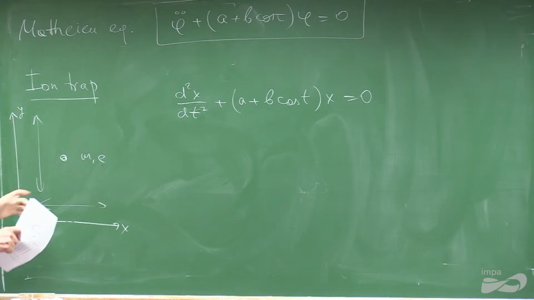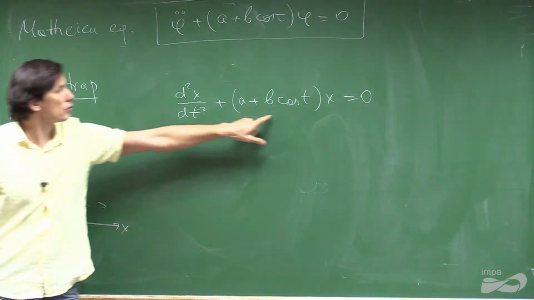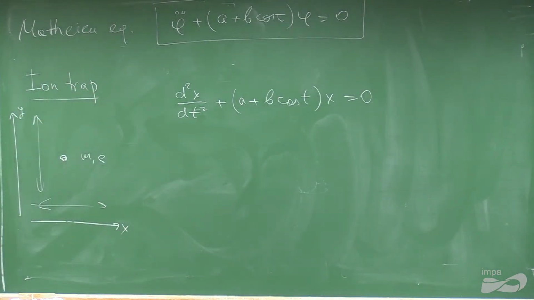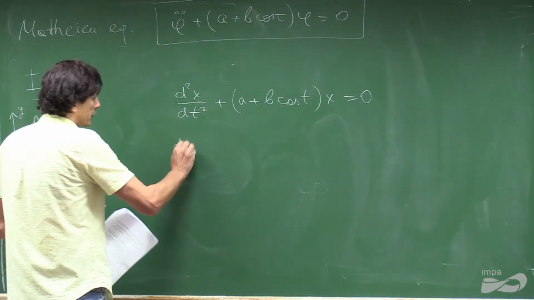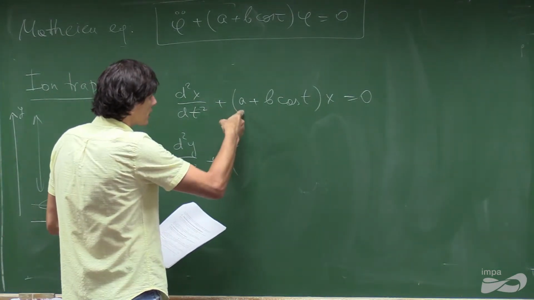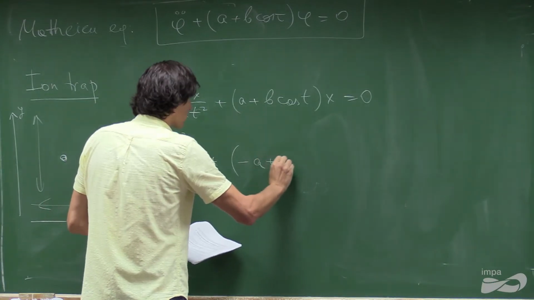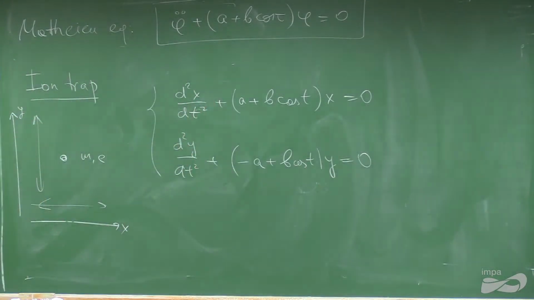So you put the electric field such that in the horizontal direction, the field is oscillating, and it gives you the force on the mass. As I said, with a constant field you cannot stabilize. So we try with a non-constant field. And in y we do the same, in the vertical direction, but instead of plus a we put minus a.